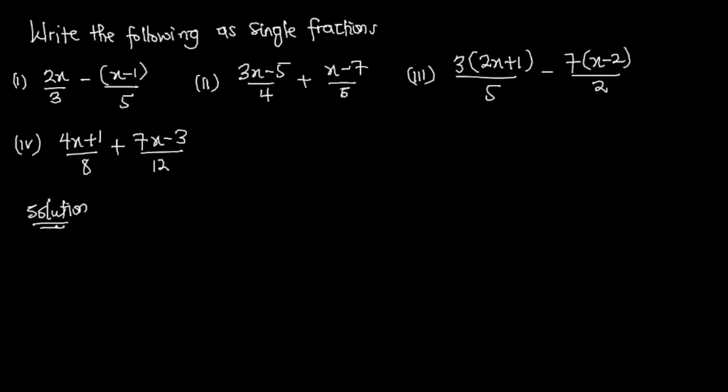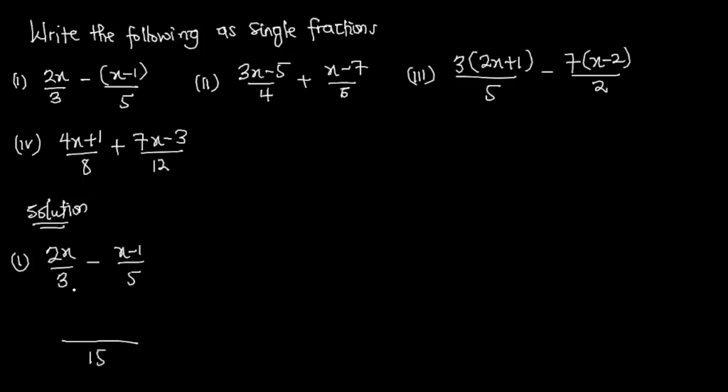So let's go ahead and proceed to see the solution for these examples. The first example, we have 2x on 3 minus x minus 1 on 5. If you look at this expression, we realize that we have two unlike fractions, because the denominators are not the same, and we are to subtract them. For us to do that, we need to find a common denominator for them. That is what we call the LCM. Now the LCM for 3 and 5 is 15.